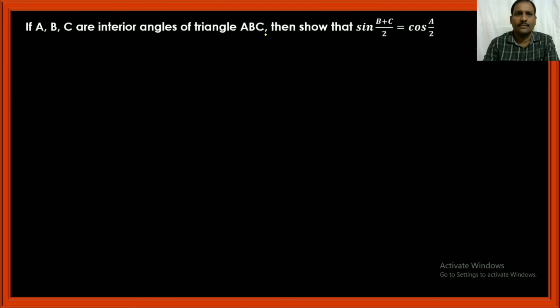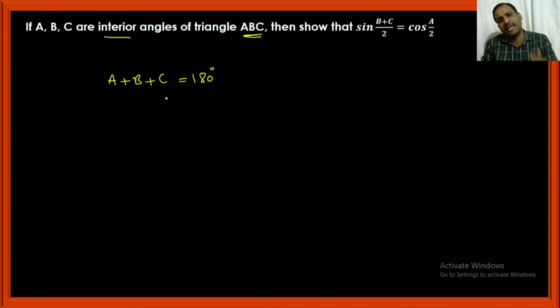Next. If A, B, C are interior angles of a triangle ABC, then show that sin of B plus C by 2 is equal to cos A by 2. Okay, so let us see how to do this problem. It is different from the previous problems. What is given first? A, B, C are interior angles of a triangle ABC. Then what can you say about A plus B plus C? Clearly it is 180 degrees. From the angle sum property, the sum of the angles in a triangle is equal to 180 degrees.